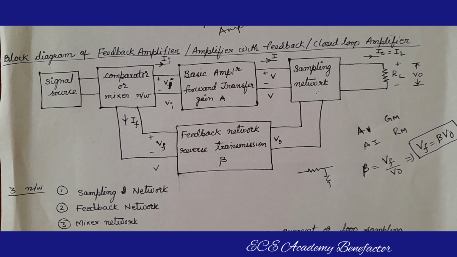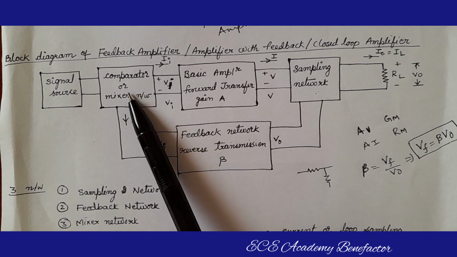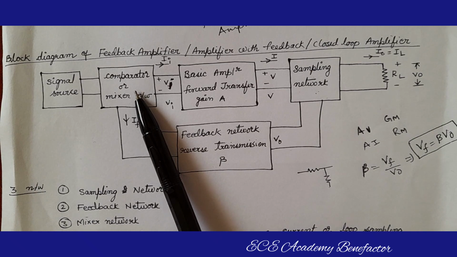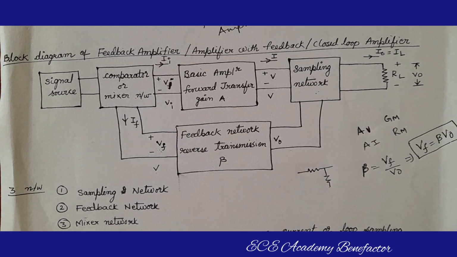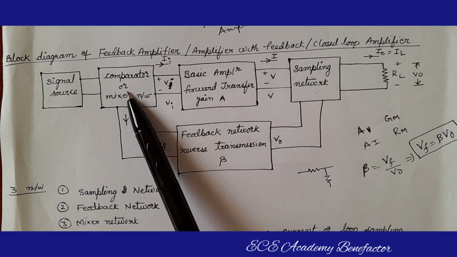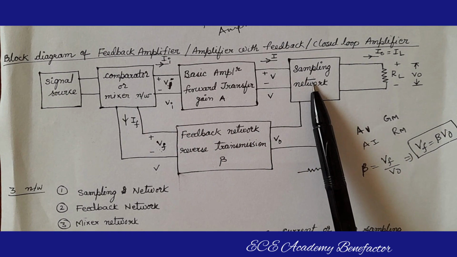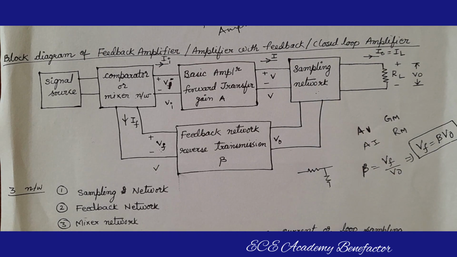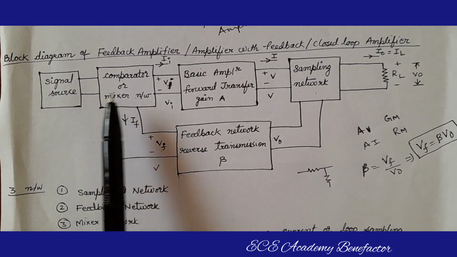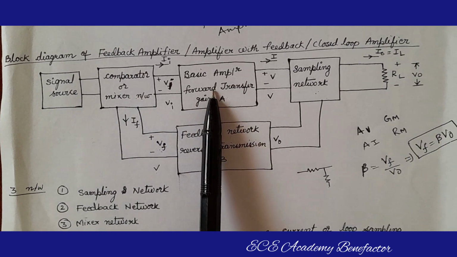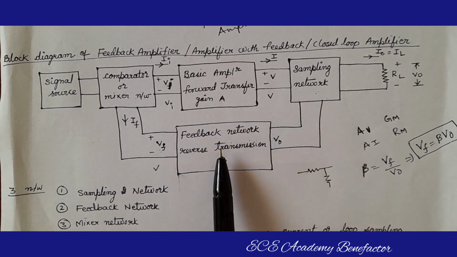Mixer network. What is a mixer network? There are 2 types of mixing: series input connection and shunt input connection. We will be seeing in detail about series and shunt mixing and voltage and current sampling in our next class. So, the basic blocks are signal source, mixer network, basic amplifier of gain A, sampling network, and feedback network of ratio beta.